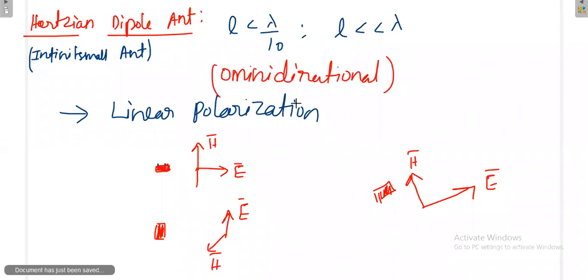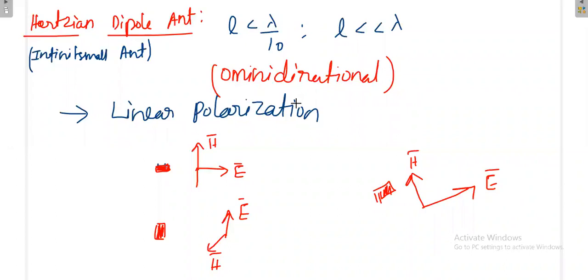Anybody? Okay, so it's equally in all directions. No, sir, that is the isotropic radiator. What is omnidirectional? Please be sure about what an isotropic radiator is and what an omnidirectional antenna is.